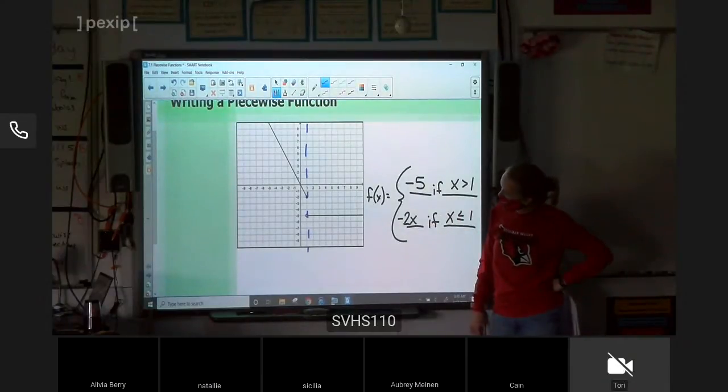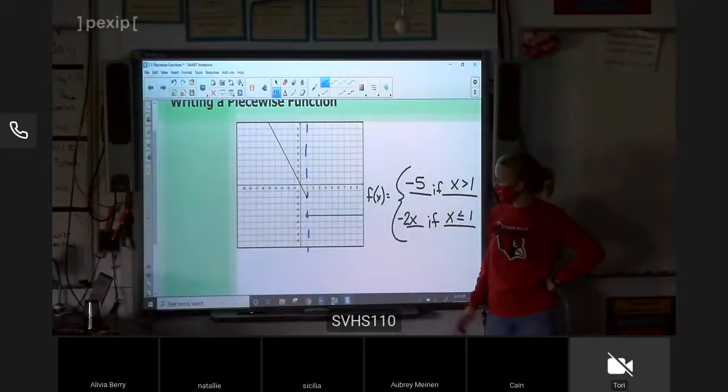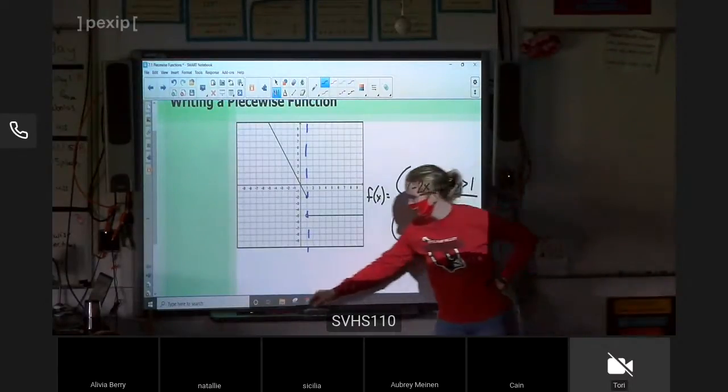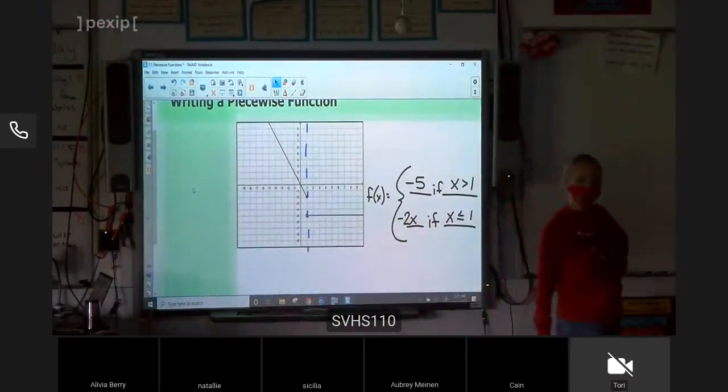Is there a y-intercept? Does it cross the y-axis? At 0. So do I need to write +0? No, you can just leave it as it is. There you go. There's your equation then. There's your piecewise function.